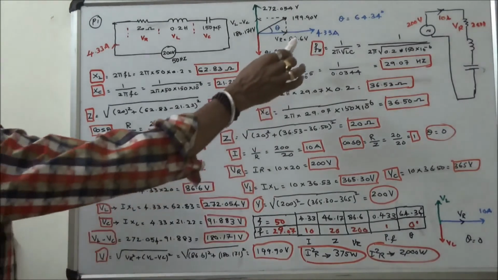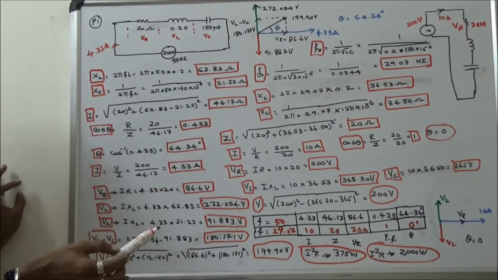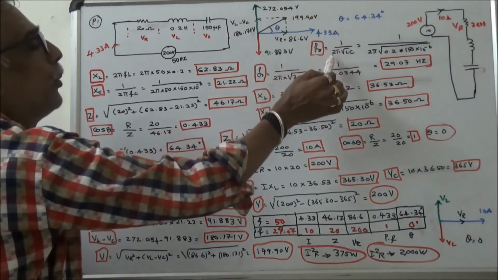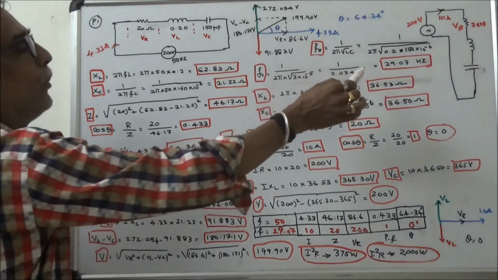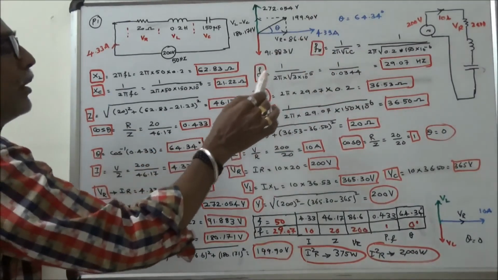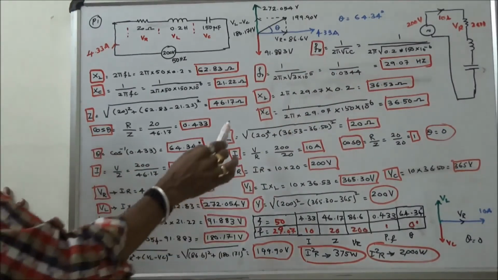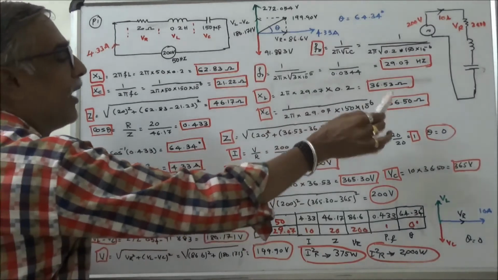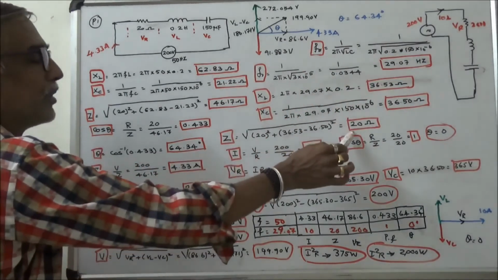Current is 4.33 amps. Next I will calculate the resonant frequency, that is 1 by 2 pi root L into C, that is equal to 29.07 Hz. Now I calculate XL. XL is equal to 36.53 ohms. XC is equal to 36.50 ohms. Z is equal to 20 ohms.